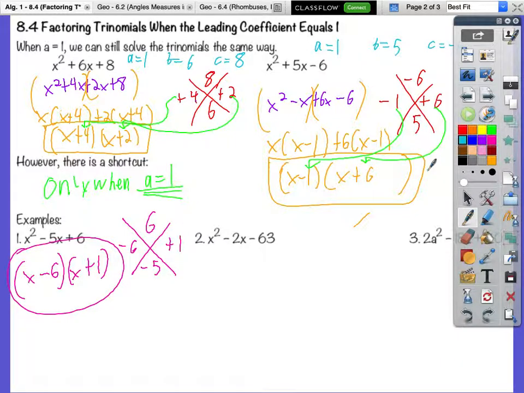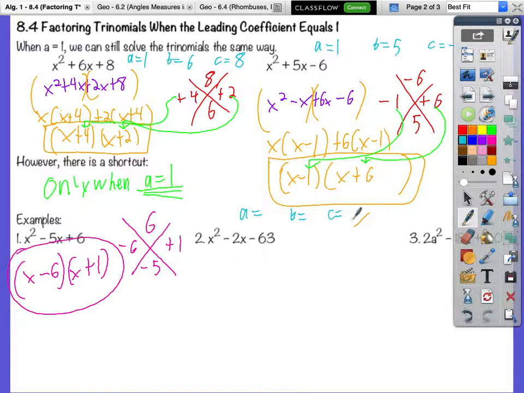Okay. So on number 2, what do we want to do? Okay, make sure it's in standard form. Is it? Now what do we want to check for? Do we have a GCF? No. But it's good that we check because that can make your life easier. So now we do A, B, and C. Easy as 1, 2, 3.